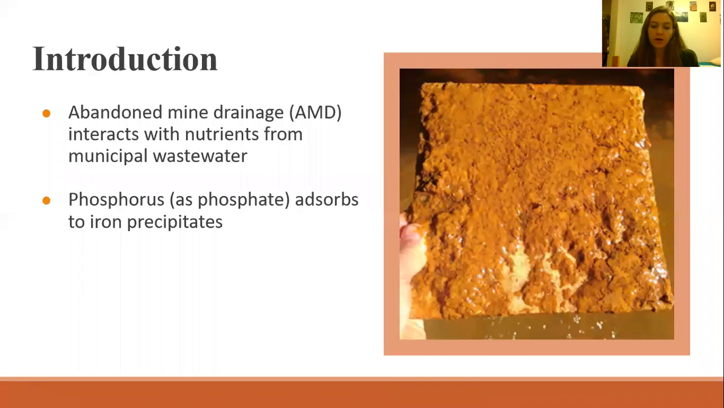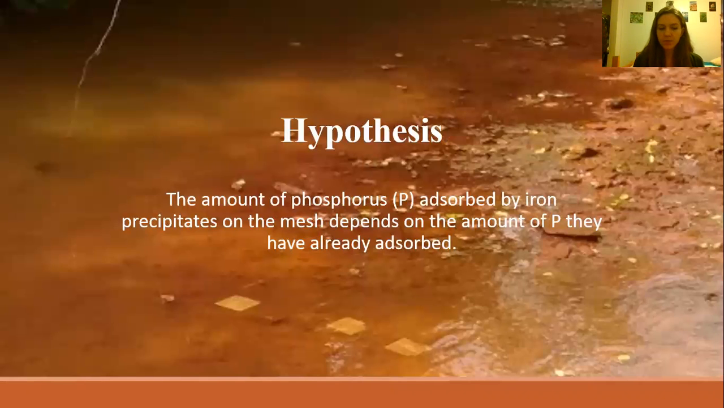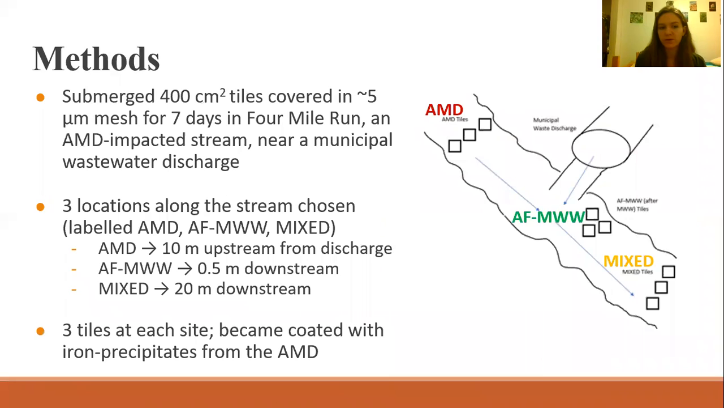On the right is a mesh-covered tile that had been placed in a stream and had collected sediments from abandoned mine drainage over time. So our prediction was that the amount of phosphorus adsorbed by iron precipitates on the mesh depends on the amount of phosphorus they had already adsorbed.